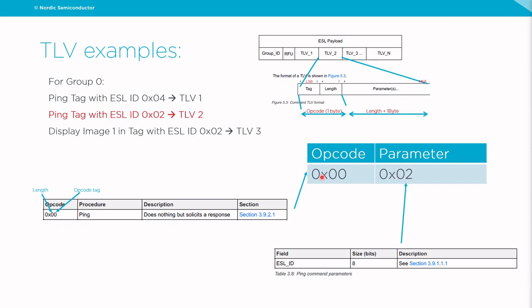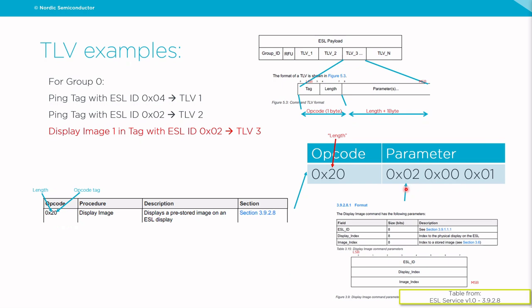Now we want to ping tag number 2 in the same group. So it's a similar command as before, it's a ping command, but in this case, since we want to ping tag number 2, we specify 2 in the parameter field. And this is the second TLV. For the third TLV, we want to do something different. In this case, we want to change the image on the ESL display.